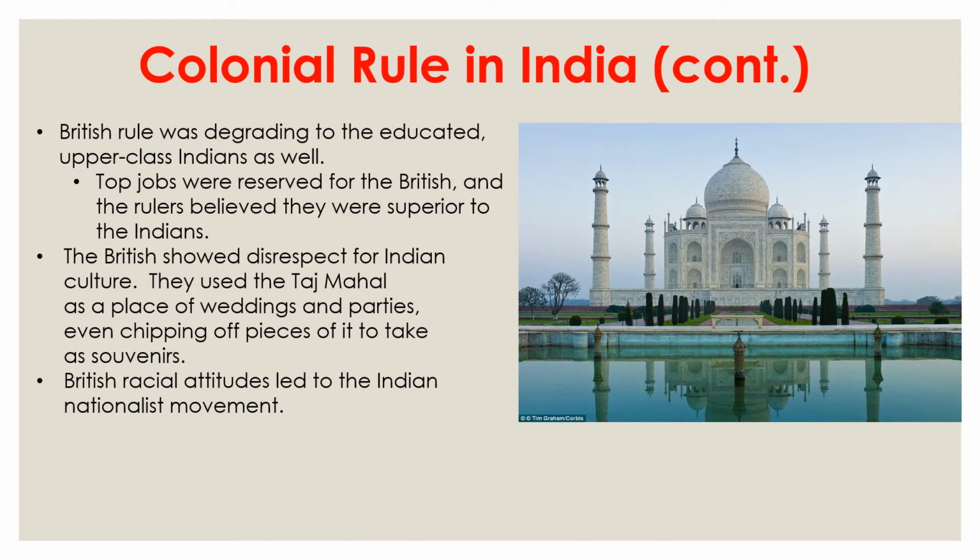British rule was degrading to the educated ultimately. The upper class Indians that were educated in the British system eventually figured out that they were being manipulated. Top jobs were reserved for the British, the British colonists that were sent there, and the rulers believed that they were superior to the Indian population.